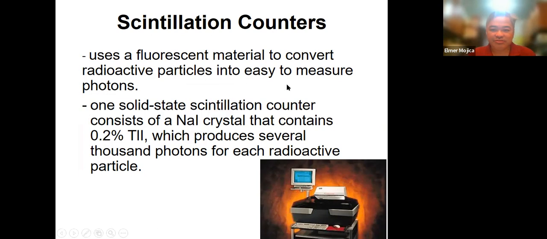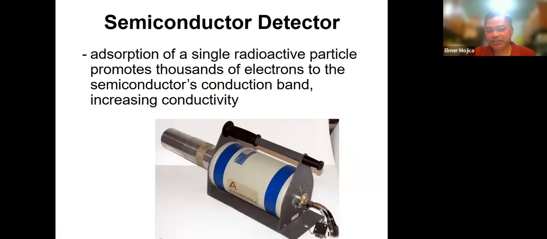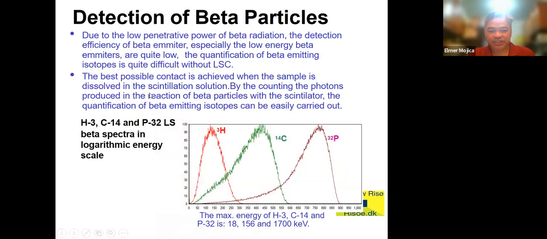So you use a fluorescent material to convert the radioactive particles into easy to measure photons. Now, one solid state scintillation counter that they use is the one that contains a sodium iodide crystal that contains 0.2% TlI, which produces several thousands of photons for each radioactive particle. And the principle that we have here is the emission of the so-called beta particles.